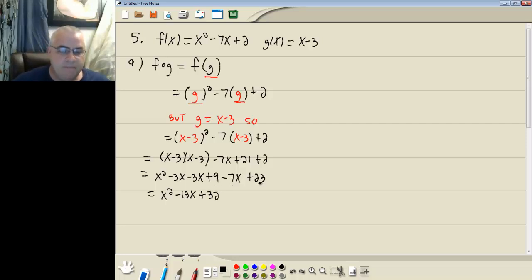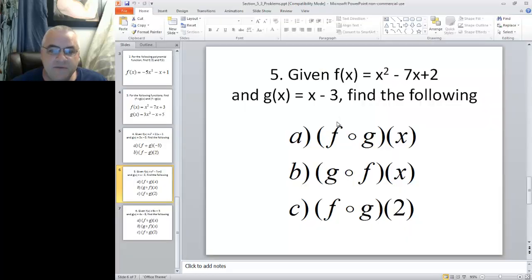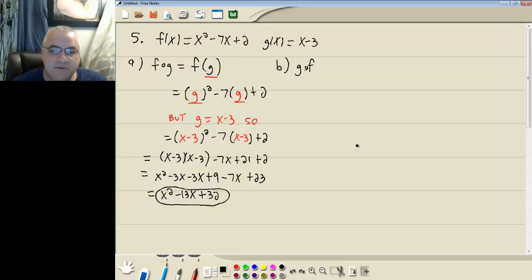Yeah, 32. So that'd be our answer in part A. Okay, part B. We want to find the composition of g and f. Well, again, g is first here, so g is first here. f is second here, so f is what goes inside your parentheses.